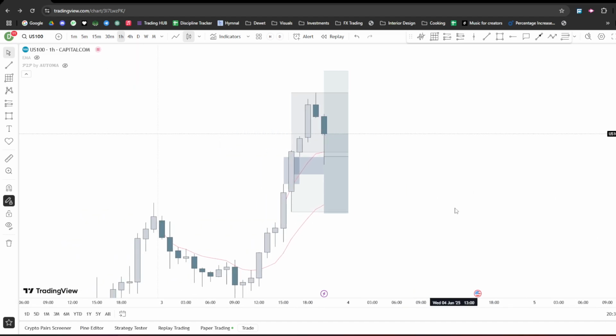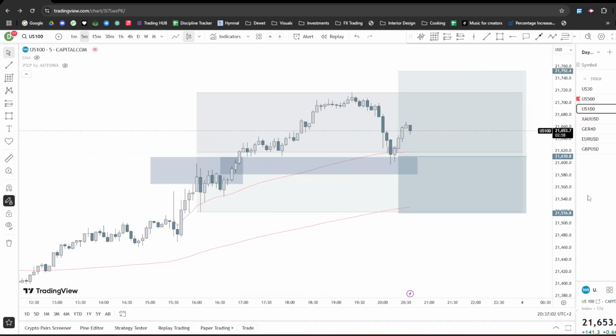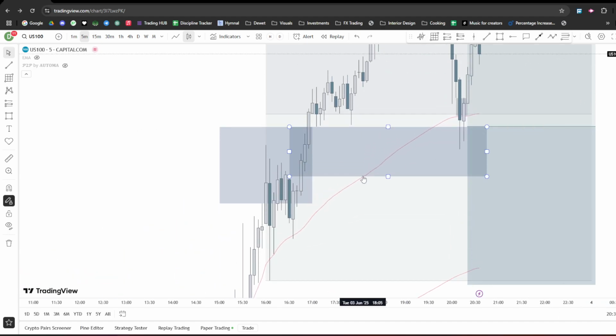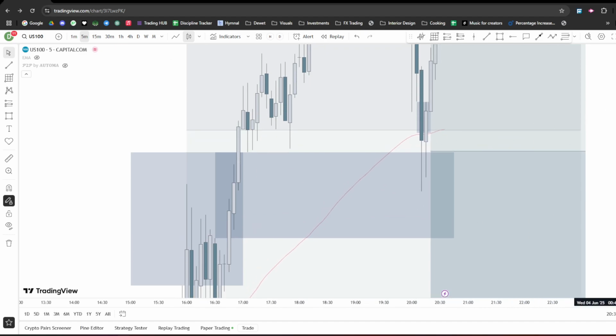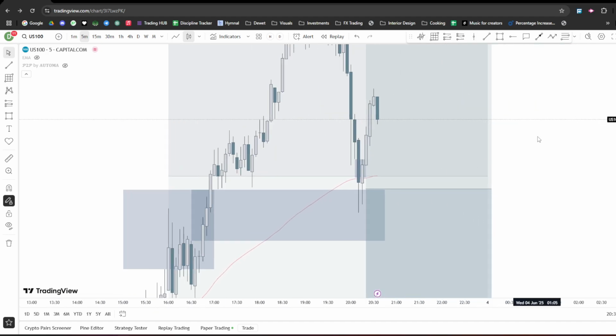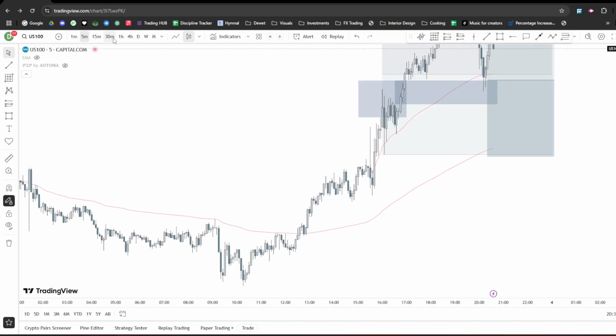But if you want to do more session trading, same approach, we just go lower on the time frames and look for reasons to long from those same areas, but we refine it to the lower time frames. So that's basically the approach that I'm using. Let's quickly look at another example.